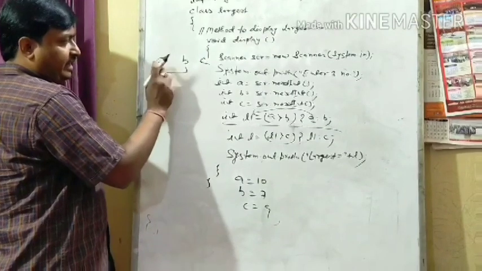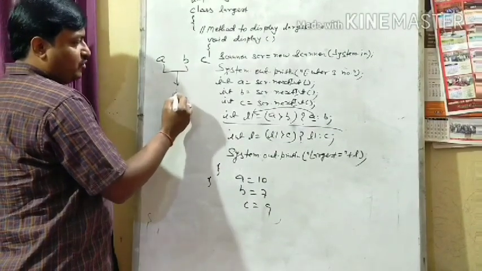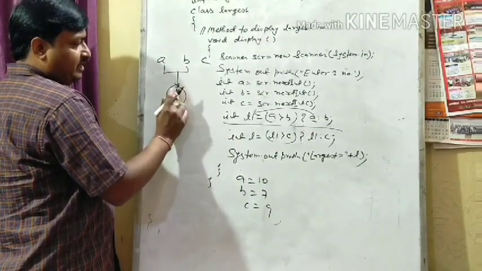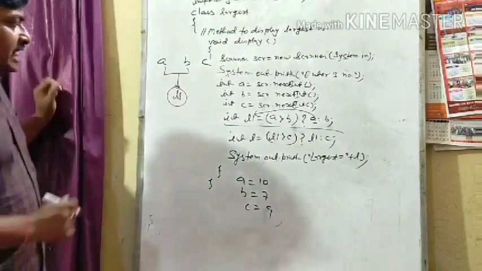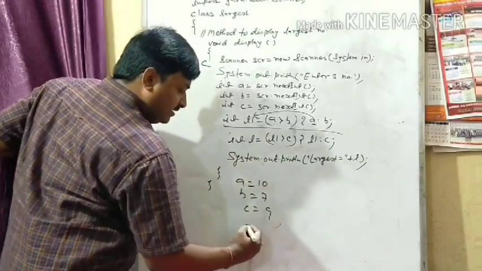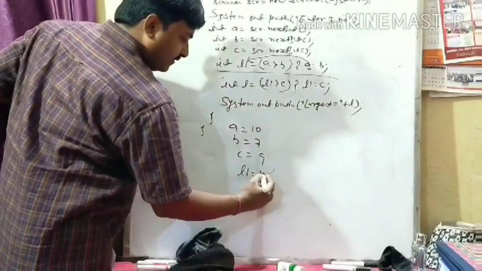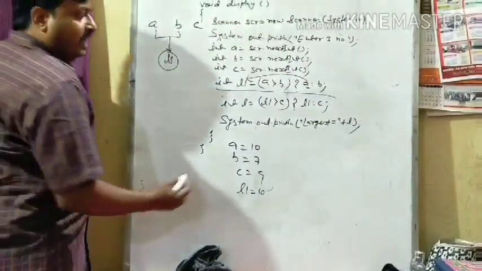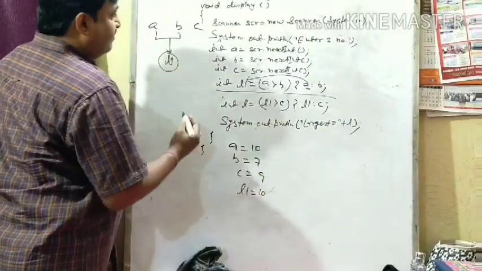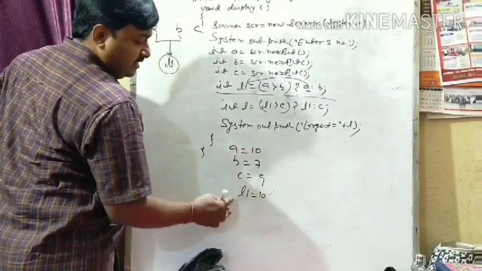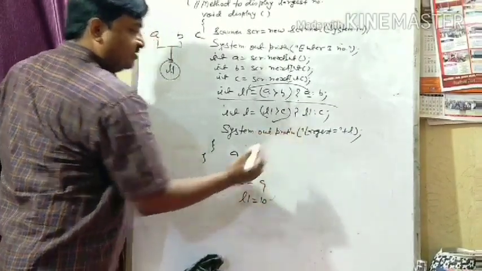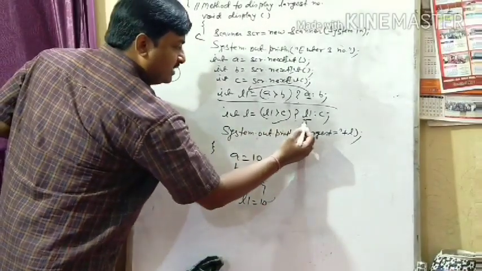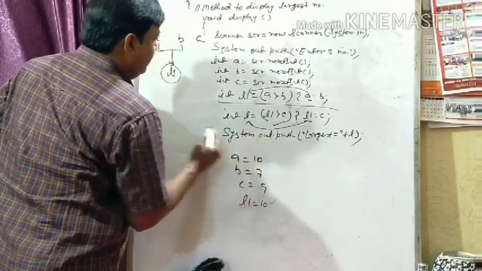So when we compare A and B, the largest is stored in L1. Again we are comparing L1, which stored 10, the largest so far, with C. L1 greater than C. The value of L1 is 10 and the value of C is 9. Therefore, this condition is also true, so L1 will be executed and stored in L.